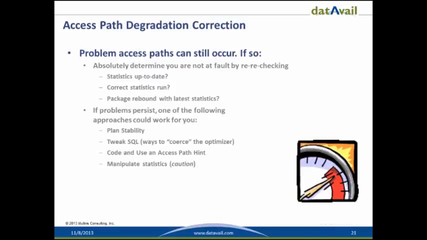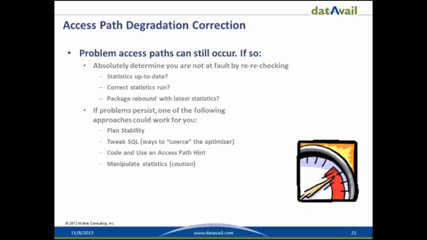If we still have problem access paths, there are some things we need to consider. Were the statistics up to date? Did we run the right type of statistics and amount of statistics? And when the package was rebound, did we do it at the right time with those stats? One of the interesting things is a lot of the problems that get reported to IBM as bad access paths can be traced back to inappropriate statistics, and sometimes even no statistics for certain of the tables. Kind of boggles the mind, but it is the truth.